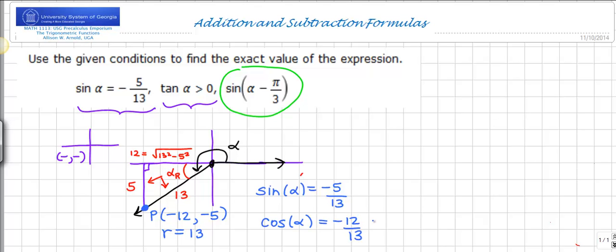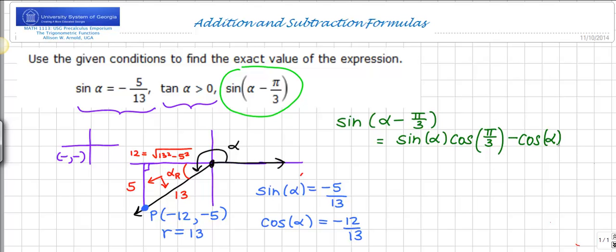And if we have the sine and the cosine values of alpha and that of pi over 3, then we can calculate the sine of alpha minus pi over 3. So let's use our subtraction formula for sine, which would be sine of alpha cosine of pi over 3 minus cosine of alpha sine of pi over 3.